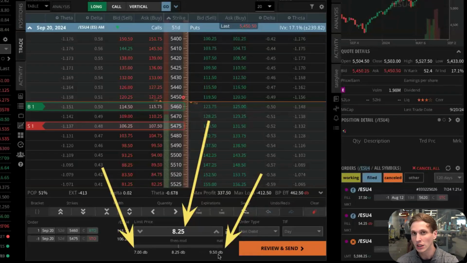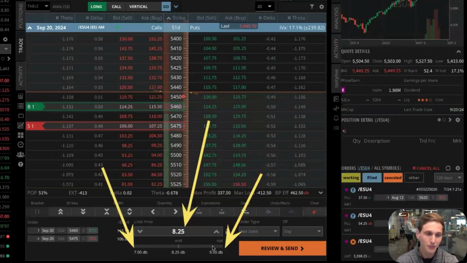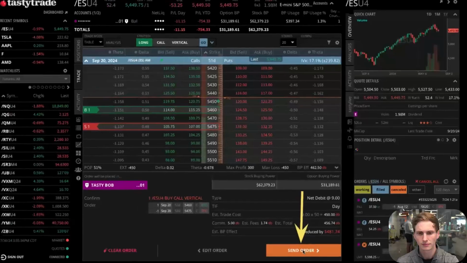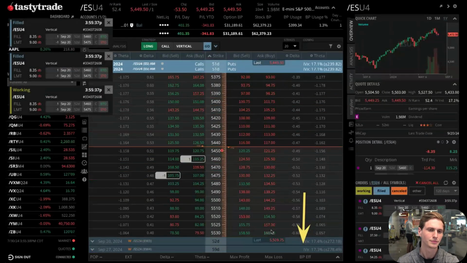We're a little more likely to get filled as we approach $9 or 9.25. So if there's a 50x multiplier for futures options, it can get a little confusing if you're new to it. But just to show you how it looks to place a trade, we can maybe bump this up to 9 points just so we get a fill right away. And then once we're ready to ship it off, we can go to review and send the order.